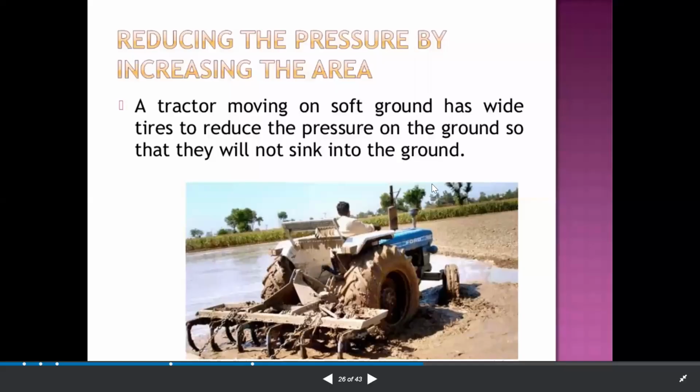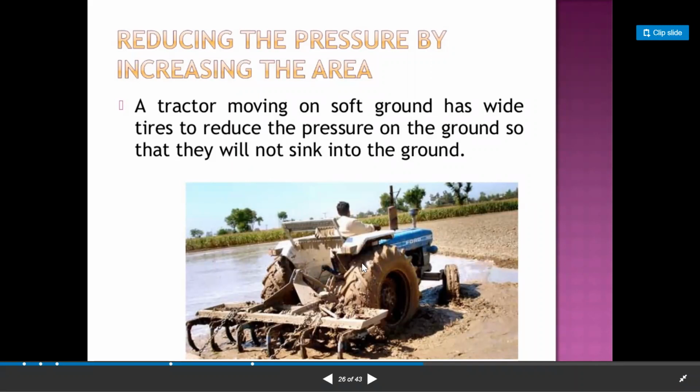And here we have seen some vehicles like tractors and JCBs, or army tanks. All these have tires with a greater area, and they occupy a greater area. Whenever they occupy a greater area, the pressure on the ground is reduced. So they can easily move on the ground.